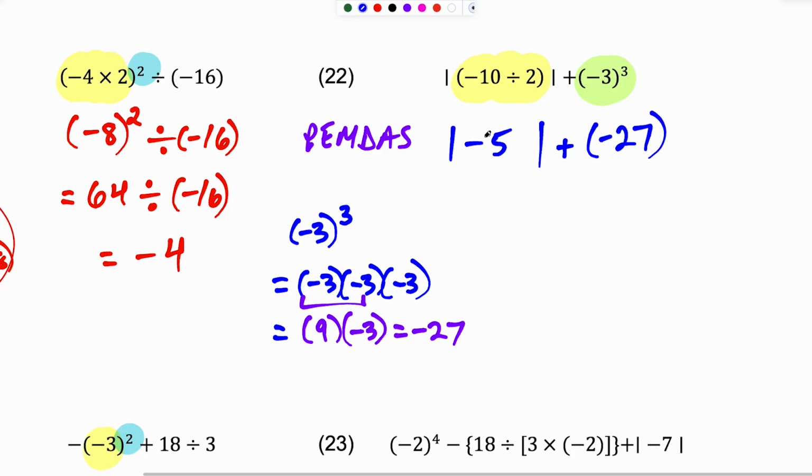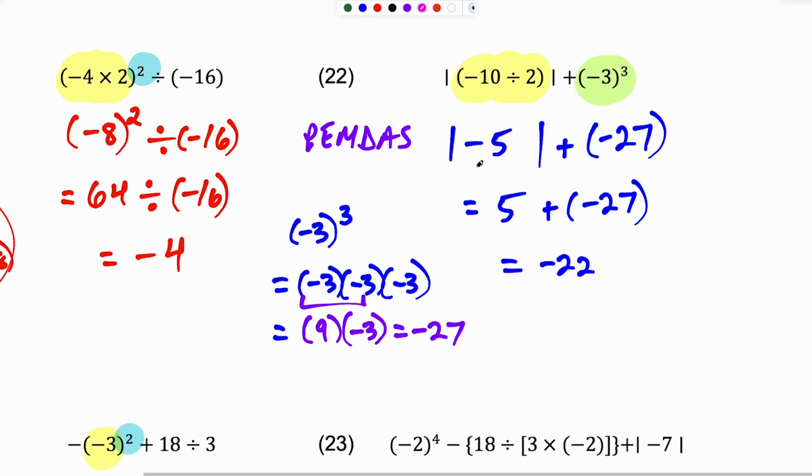But now we can see the absolute value of -5 is +5. Remember, the idea of absolute value is it tells us the distance to 0, and -5 is 5 units away from 0. So now we get 5 plus -27, and this gives us -22.